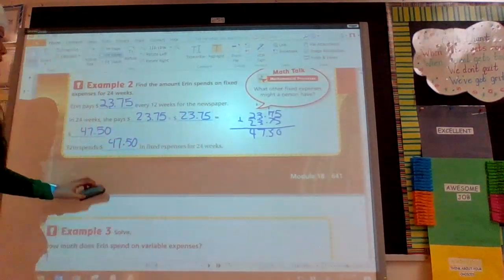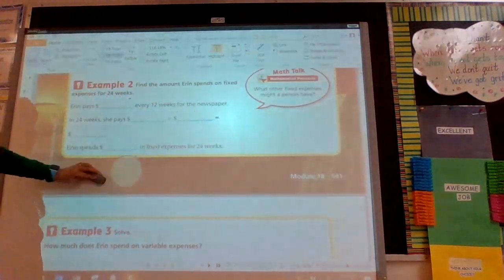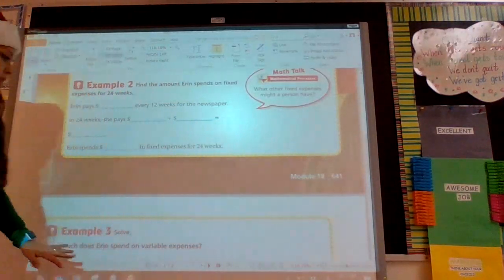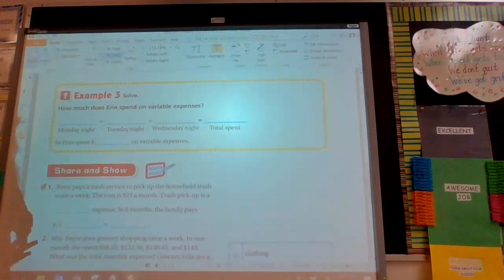So these are fixed. Fixed meaning that amount doesn't change. The next 12 weeks, she's going to be spending the same amount of money. Okay, now go to your next page. How much does she spend on variable expenses?